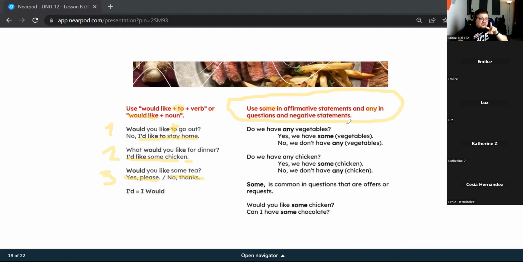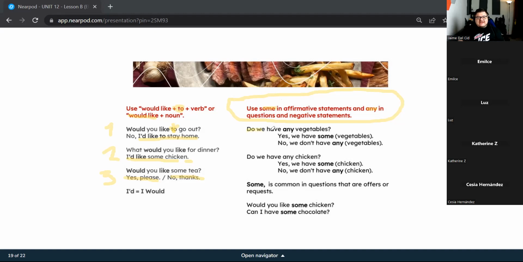Entonces, aunque signifiquen lo mismo, nosotros ya sabemos que no podemos usarlo para las mismas cosas. Si son oraciones afirmativas las que queremos expresar, nos vamos a ir hacia el lado de some. Yo sé que some y any pueden significar lo mismo, pero en inglés some tiene un uso y any tiene un uso. En el caso de any sería: do we have any vegetables?